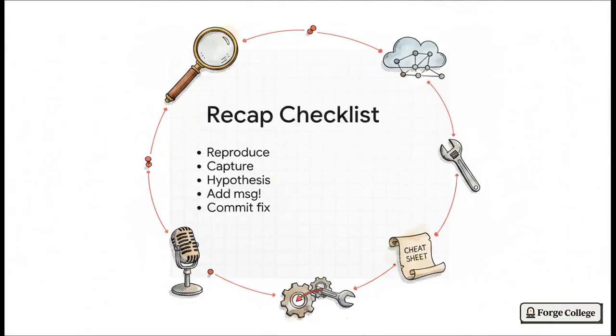So the crucial point here is that you internalize this quick recap checklist whenever you face a failing migrated test. Number 1, reproduce it reliably. Number 2, capture that signature and run a simulation. Number 3, use our cheat sheet to form a hypothesis from the red text. Number 4, plant your msg! microphones if you need more visibility. And number 5, commit the absolute smallest code fix that turns that red text green.